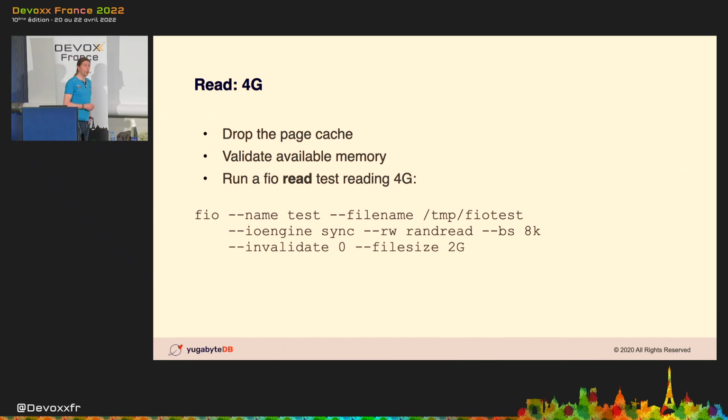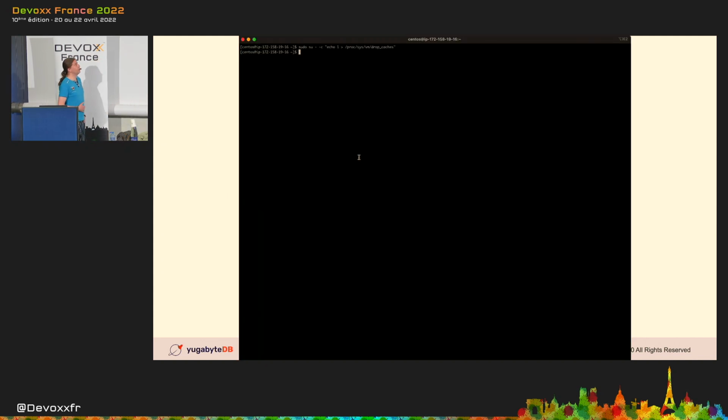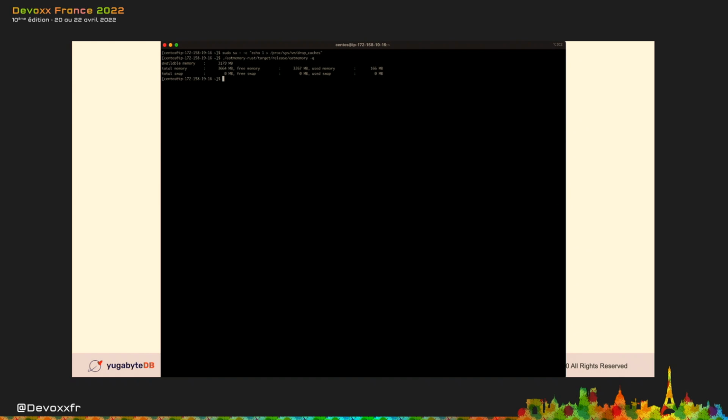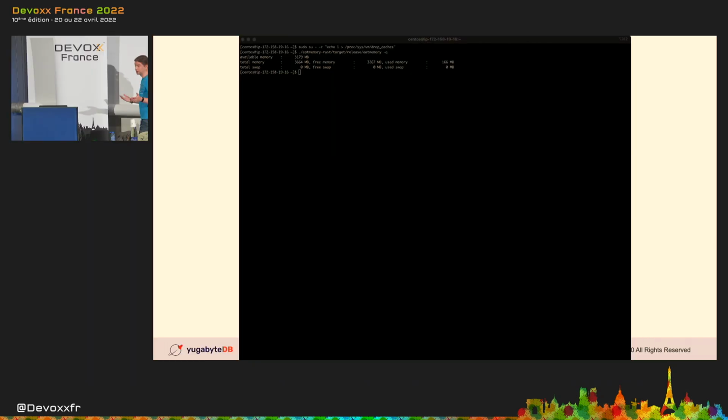How about 4 gig? Drop the cache, validate available memory, and then perform a retest for 4 gigabytes. Now, if you look here, I dropped the cache because I used the no validate switch. And if you look here, available memory is 3.1 gig, so that's not 4 gig. And total memory is a little less than 4 gig because the operating system needs some bootstrap memory, etc.